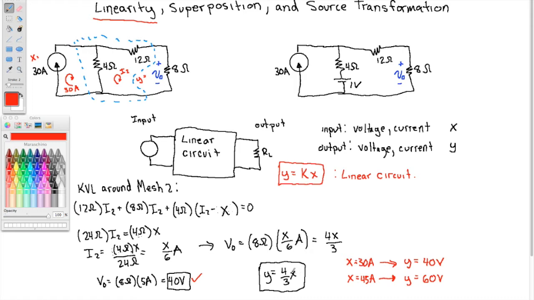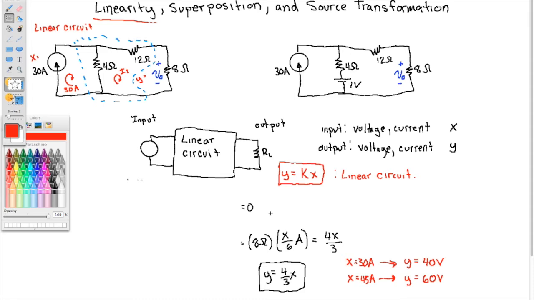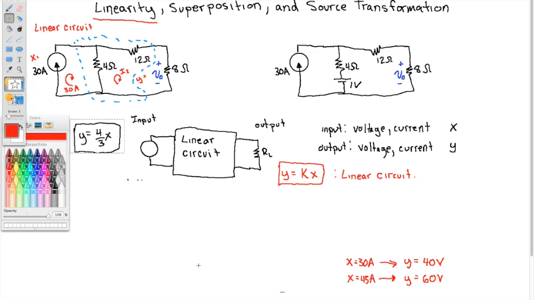All right. Now, we've concluded this is a linear circuit. Now we want to know, is this next one a linear circuit? You could probably guess. So I'm going to erase the KVL here, and I'll move our result over there.